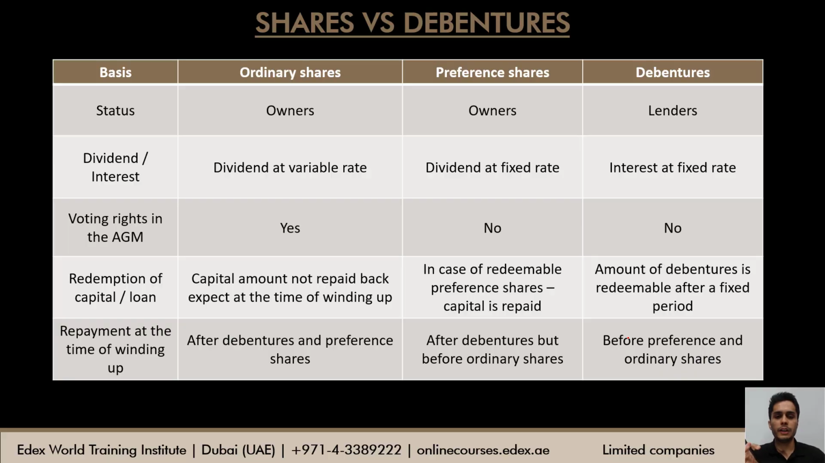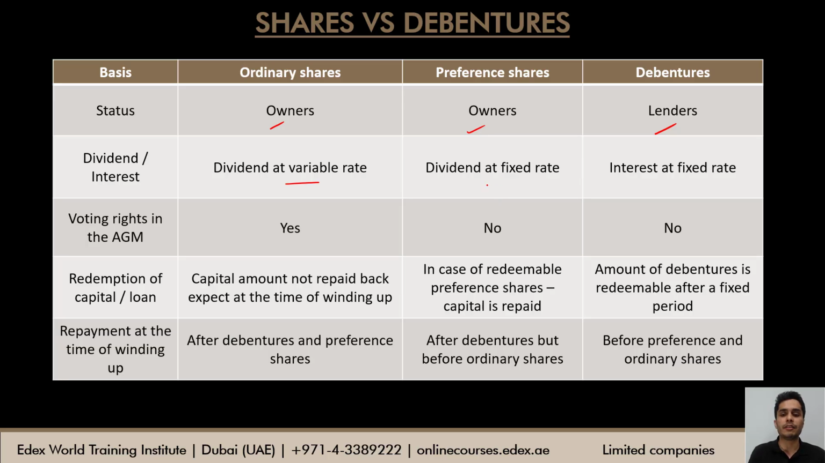So, a quick table here to understand the difference between ordinary shares, preference shares and debentures. I think you would understand this table easily now after going through all these points in detail in the previous slides. So, the status of an ordinary shareholder is that of an owner. Preference shareholder is also an owner of the company, but debenture holders are lenders of the company. In ordinary shares, dividend is paid at a variable rate. In years of high profit, high dividend, else low dividends. And in some cases, no dividends also when there are no profits or profits are really bad.